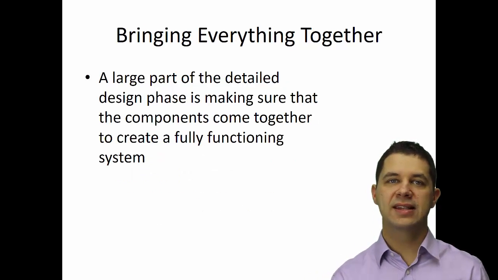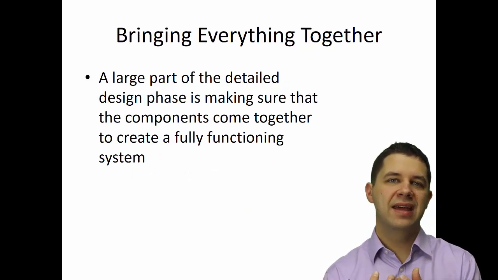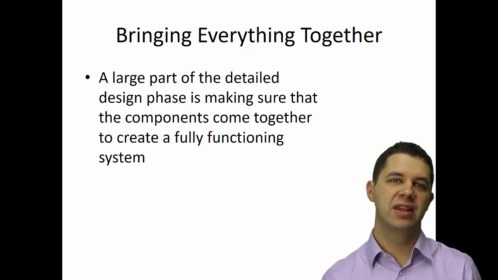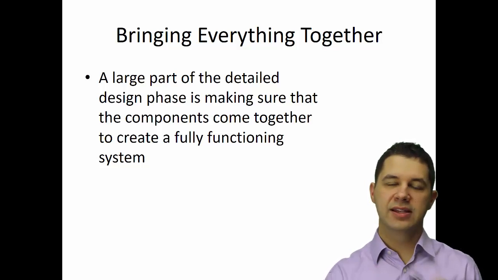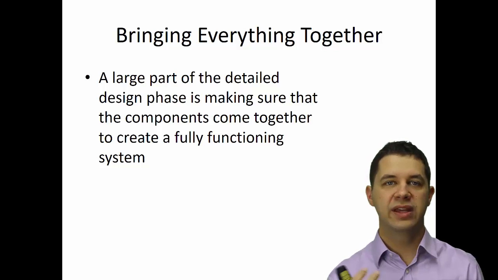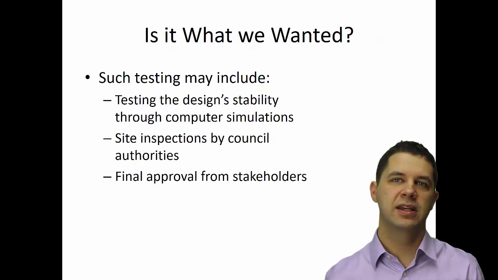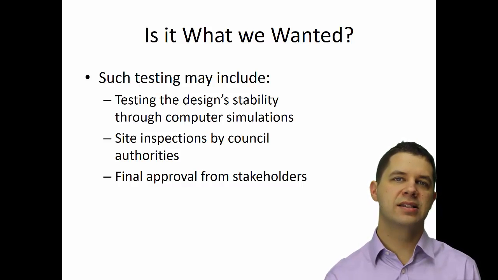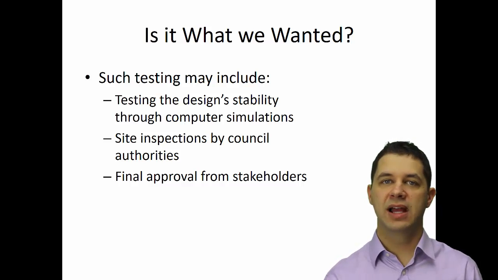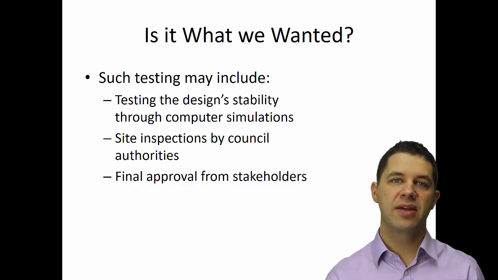So one important thing is that when we join all our components together, we'll create a fully functioning system, that everything will mesh correctly together and everything will actually work together, and we won't have conflicts between things that won't communicate with each other, or things that won't actually work together for some particular reason. And we'll do some testing related to that. Things like looking at the design stability through our computer simulations and doing some mathematical modeling or online modeling and working out, will the design actually be stable?